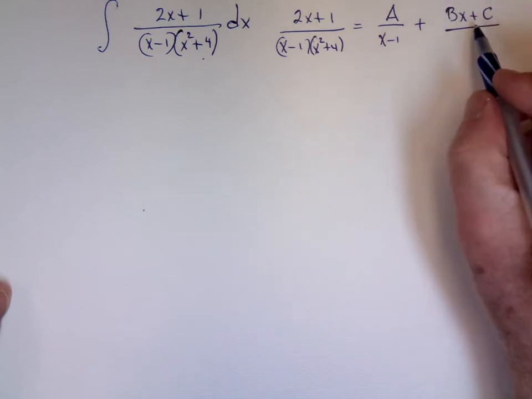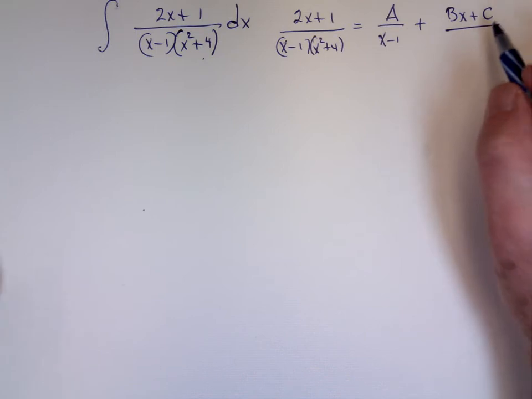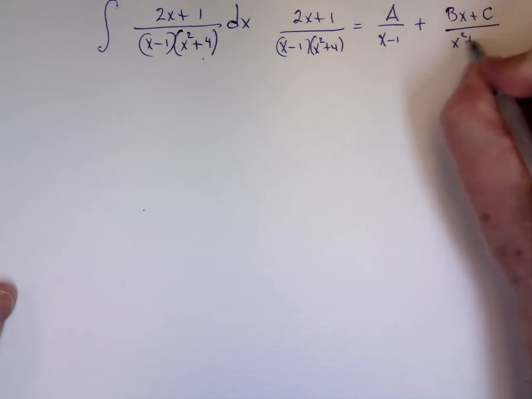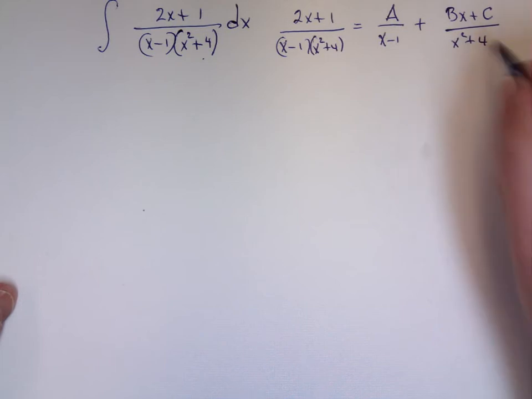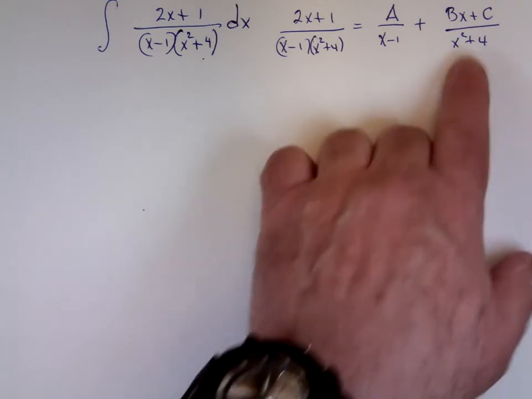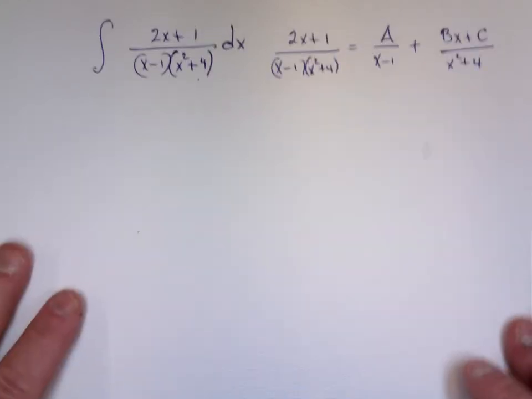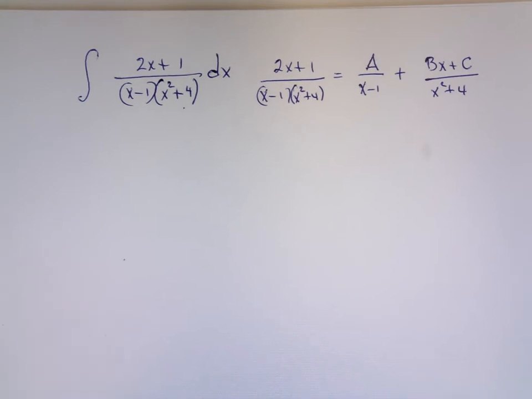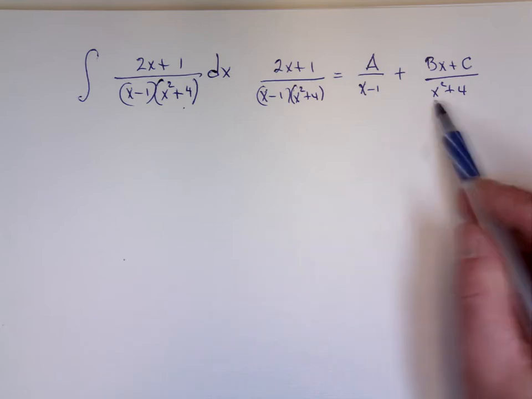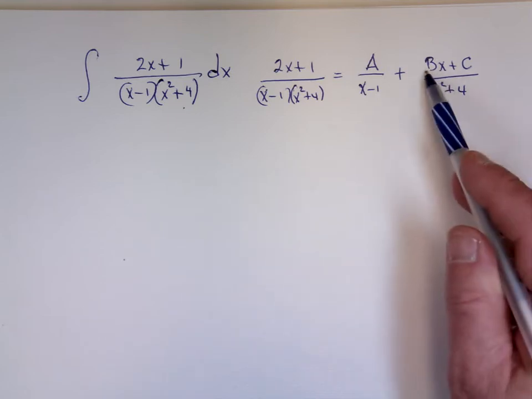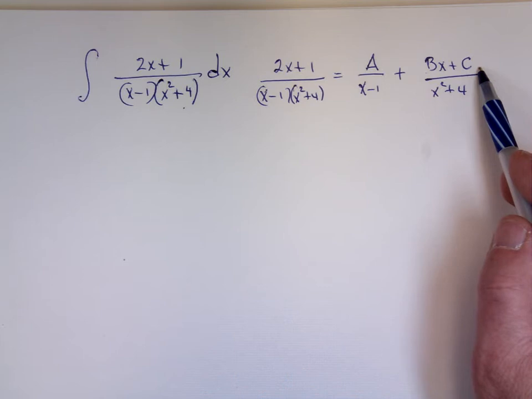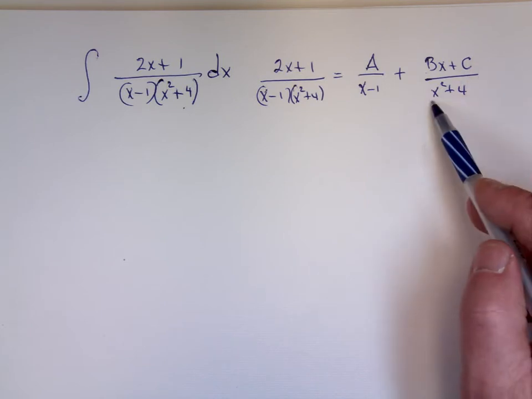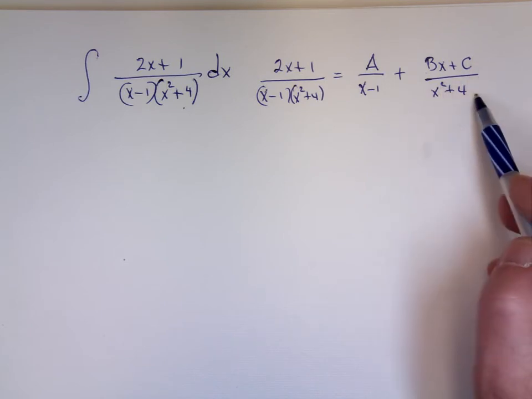Is that like linear? Yeah, this is a linear over this second degree. Oh, I got lost with the bx plus c. What I'm saying is if you have an irreducible quadratic, it will get a linear term in its numerator. If you got an x squared plus 4 or any other quadratic that can't be factored, you're going to get a bx plus c here, always.